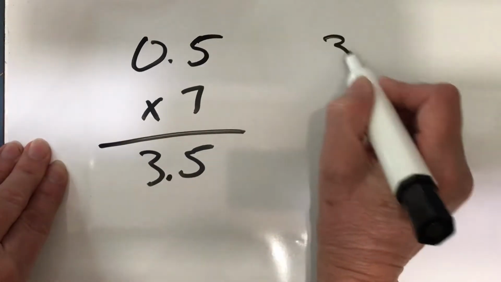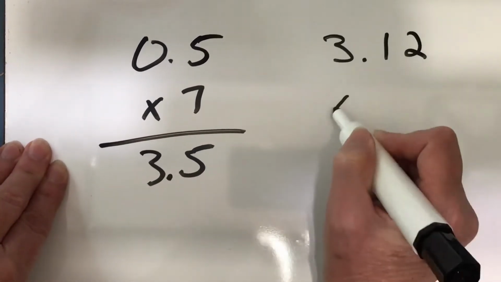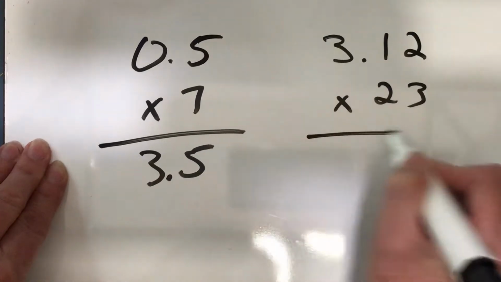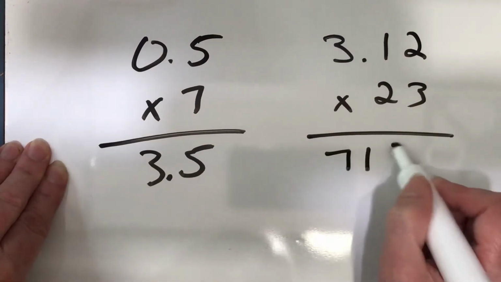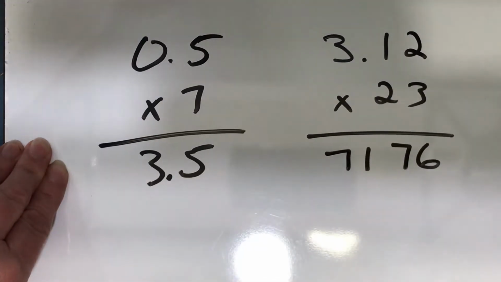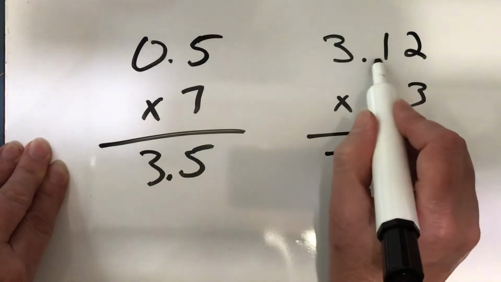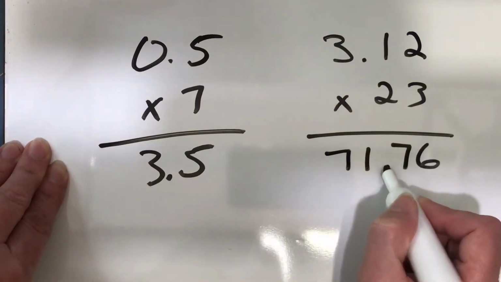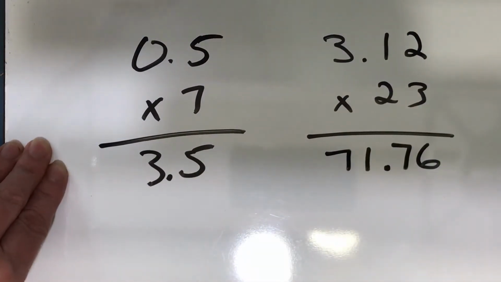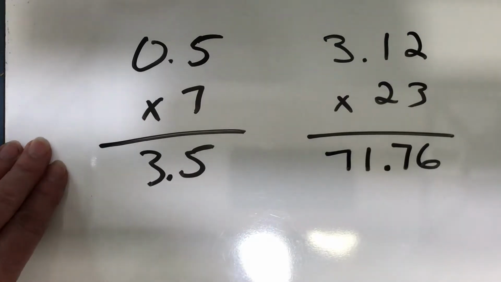Number 2 says 3 12/100 times 23, and they've already done the multiplying for you. 23 times 312 is 7,176, but I have to put a decimal point in there. So I can see that I have two digits after the decimal point. So I have to have two digits after the decimal point here. So it'd be 71 76/100.